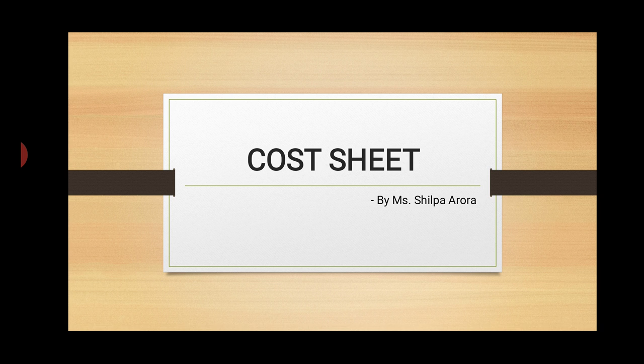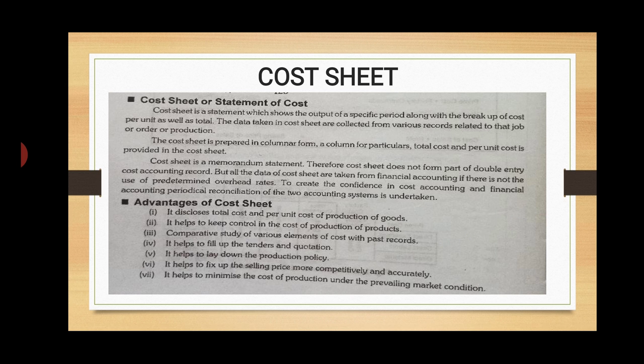First of all, what do you mean by cost sheet? So let's understand the concept first. Cost sheet is also known as the statement of cost. It means a statement which shows the detailed cost records. Detailed cost records means related to the direct material, direct labor, direct expenses, not only all the direct cost but all the indirect cost as well.